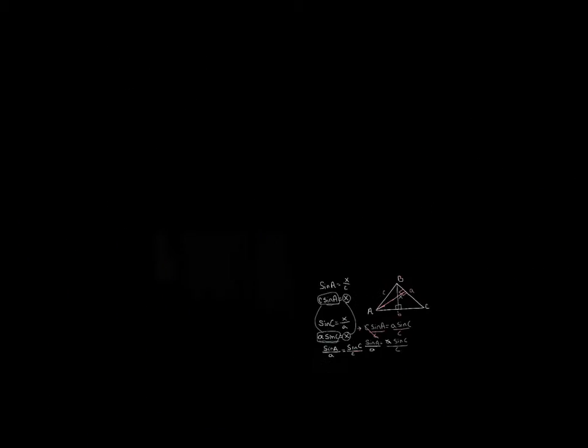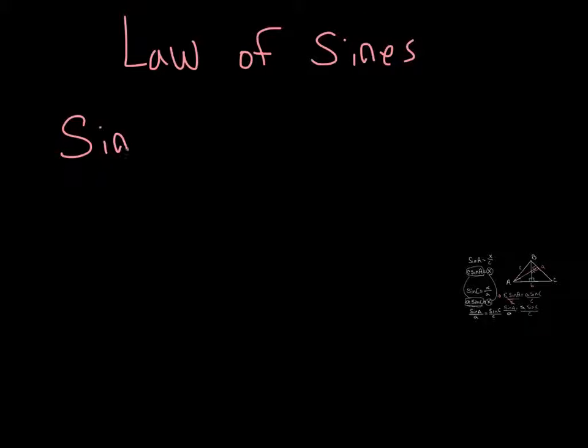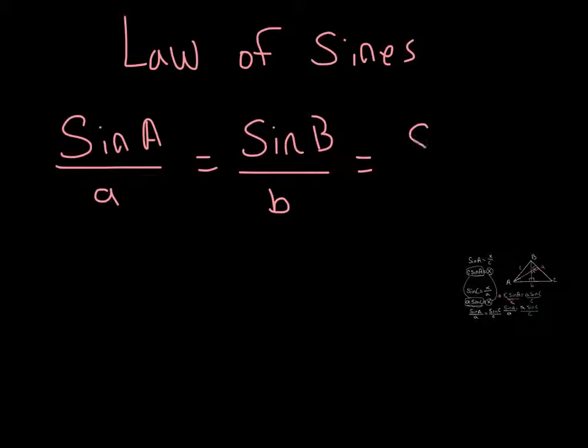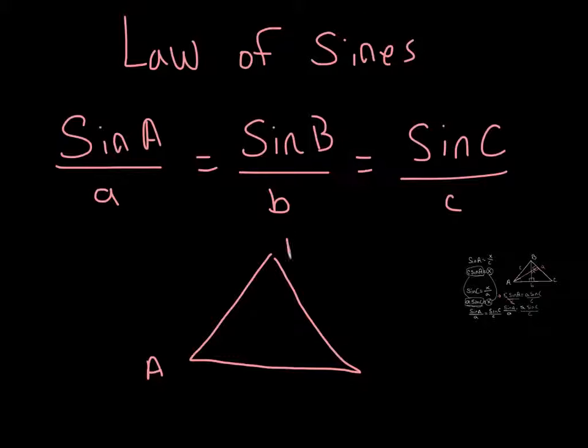So the overall idea here, the actual law of sines, okay? If you're taking notes, which you should be, the law of sines can be summarized as follows: the sine of angle A over side A is equal to the sine of angle B over side B, which is equal to the sine of angle C over side C. Given a triangle like this, ABC, with sides opposite the angles, this law of sines becomes true. Now let's apply this law of sines to solve some problems.